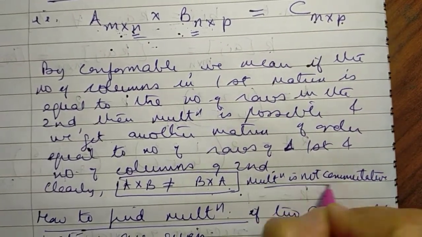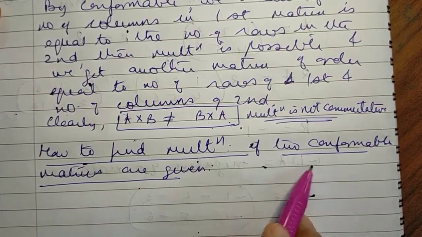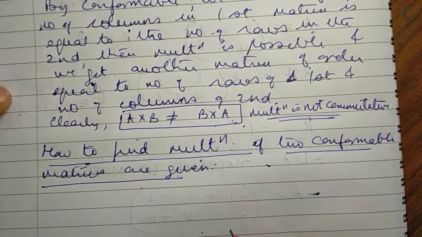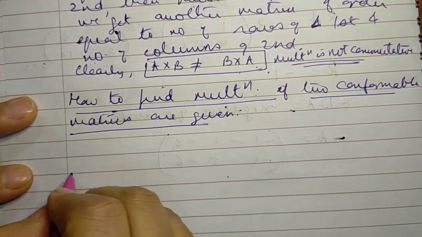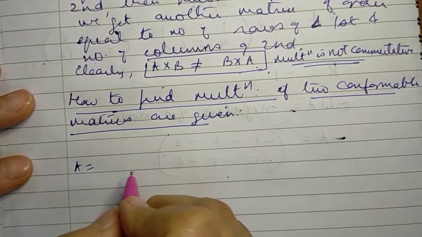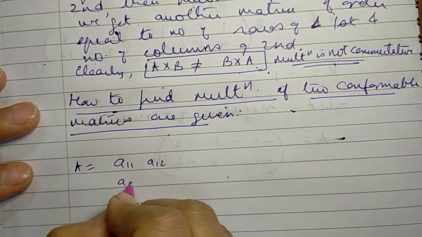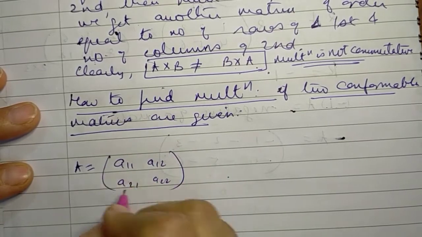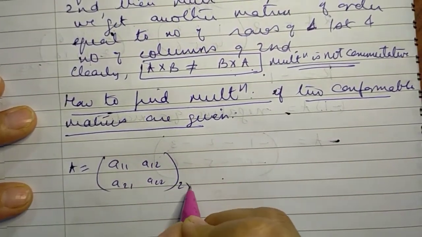This is something very, very important for matrices. Okay, now how to find multiplication if two conformable matrices are given? So first of all, let us take A is a matrix. I am taking a very simple one. Let's say A11, A12, A21, A22. It is a 2 by 2 matrix.